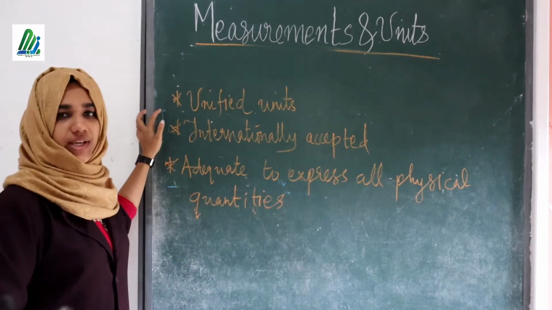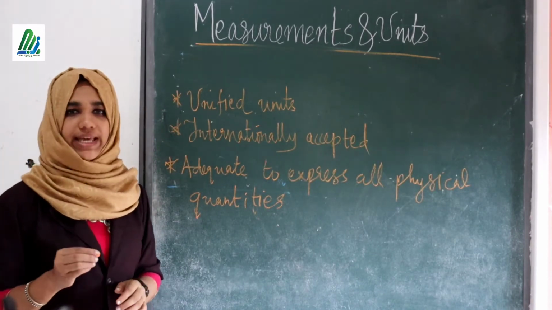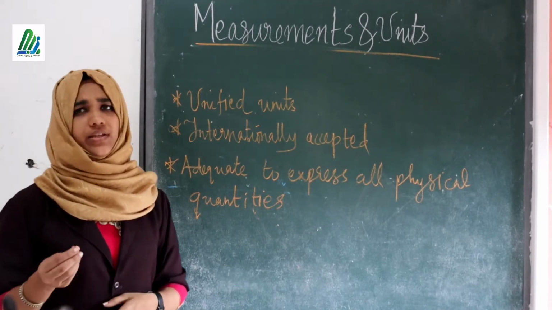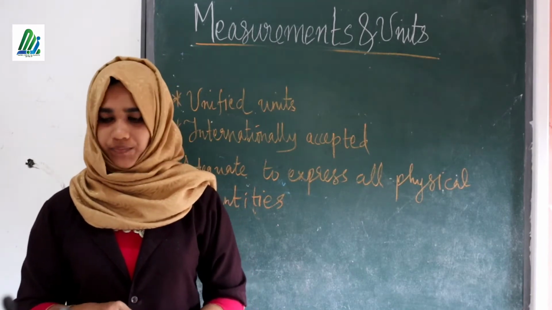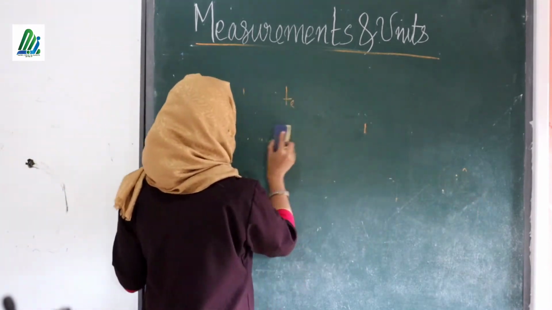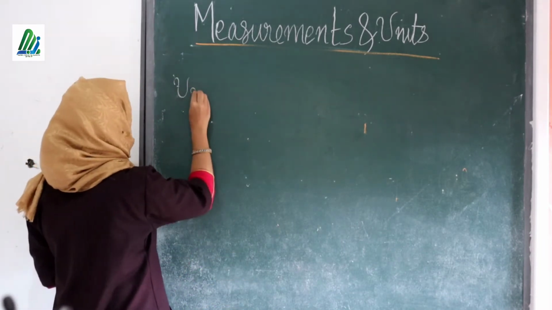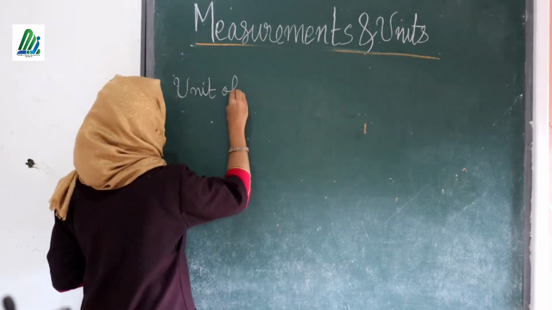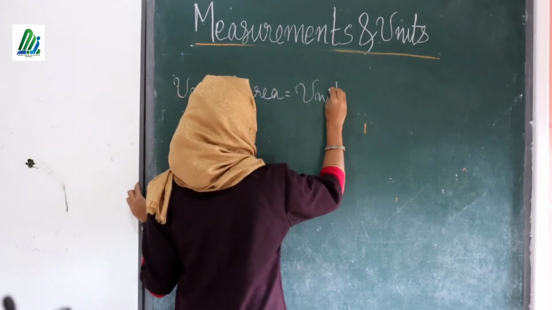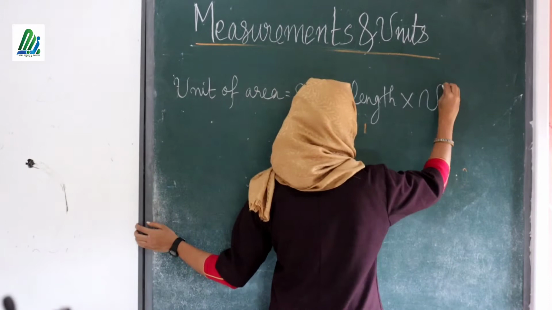Okay, so these three are the salient features of SI units. They have unified units, internationally accepted and adequate to express all physical quantities. Then how can we calculate the unit of area? We can calculate the unit of area by: unit of area is equal to unit of length into unit of breadth.